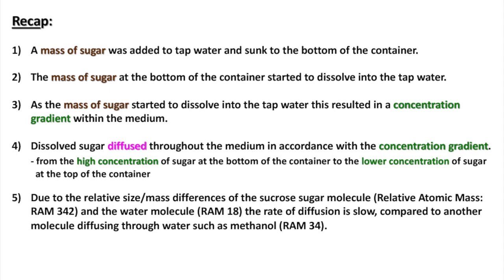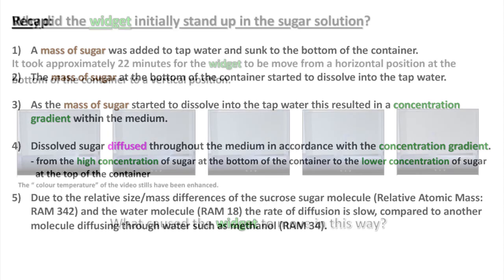5. Due to the relative size and mass differences of the sucrose sugar molecule, which has a relative molecular mass of 342, and the water molecule, which has a relative molecular mass of 18, the rate of diffusion is slow compared to another molecule diffusing through water such as methanol, which has a relative molecular mass of 34.